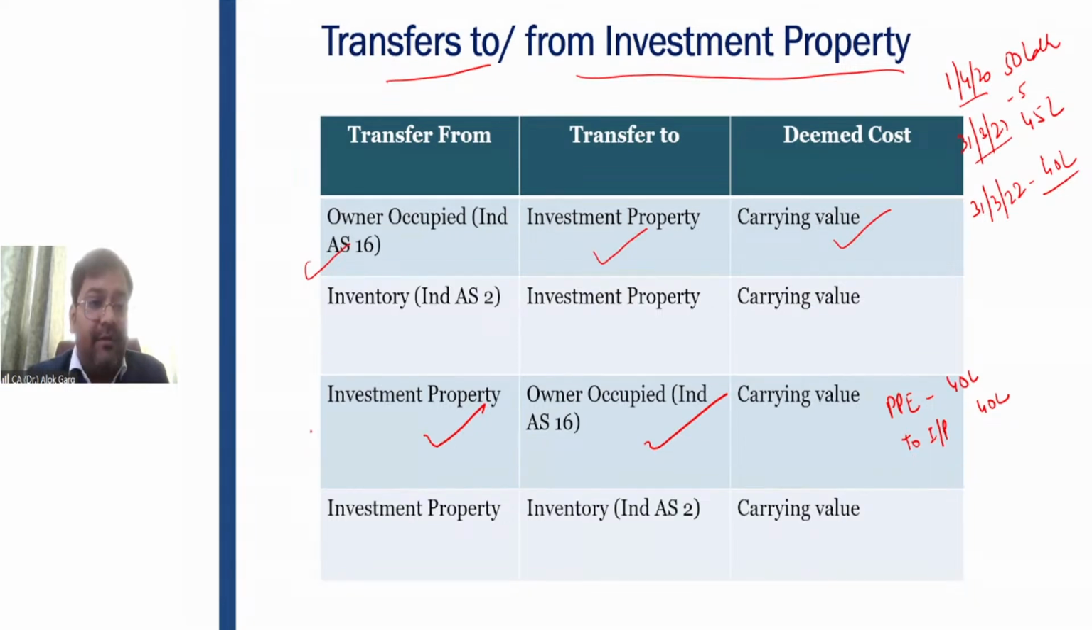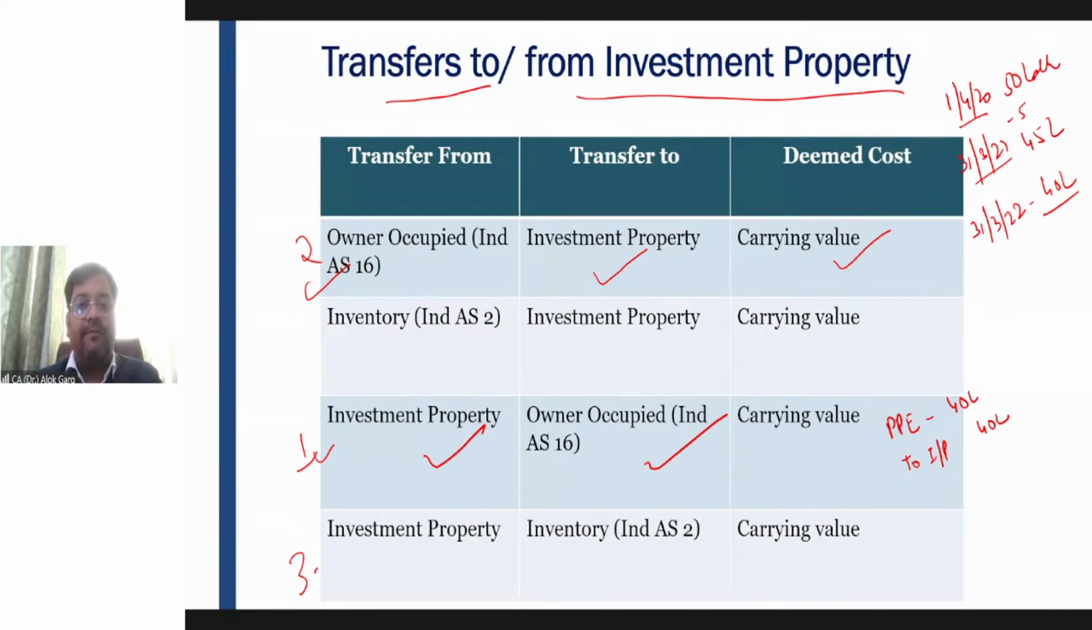So now the third one. First we have discussed, second we have discussed. Now let's say the third one, investment property. The company has purchased a land or building, and it was of course an investment property. It was held for rental or capital appreciation. But now the company wanted to convert this into flats or bungalows, and the company wants to sell these flats or bungalows, right? So the nature of the use has been shifted from IP to inventory. So the company has changed its business model.